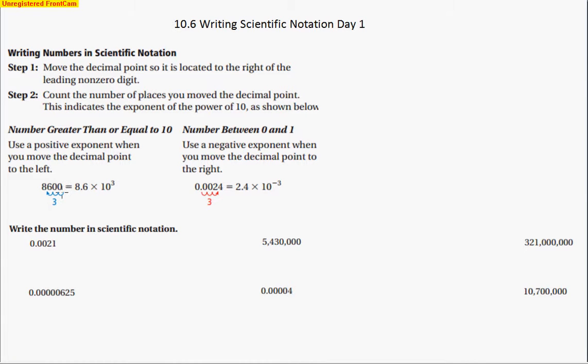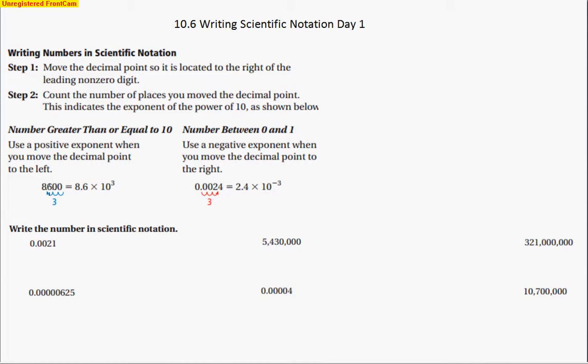And if it's a big number, we're going to end up moving the decimal point to the left until we can get the decimal point located to the right of the leading non-zero digit. The leading non-zero digit in this case is 8. And so 8.6 times 10 to the third is what this value is, because we have to move the decimal point 3 spaces to the left.